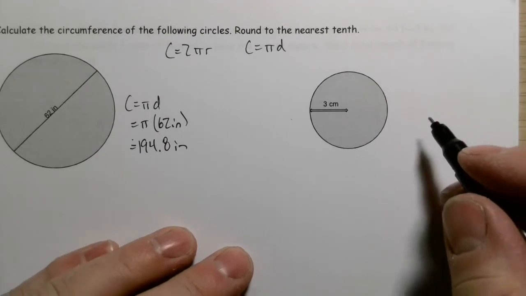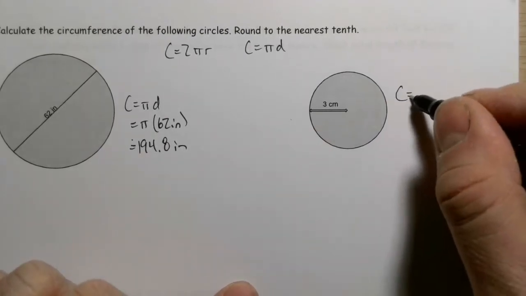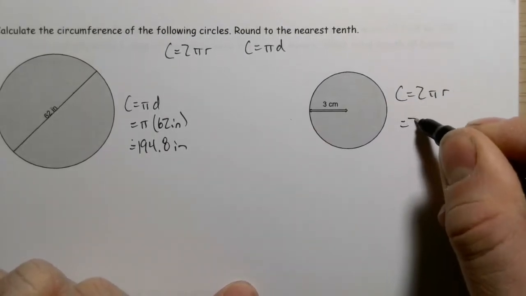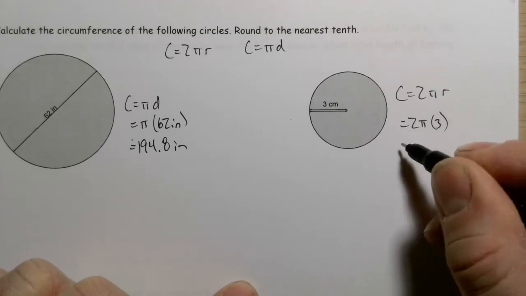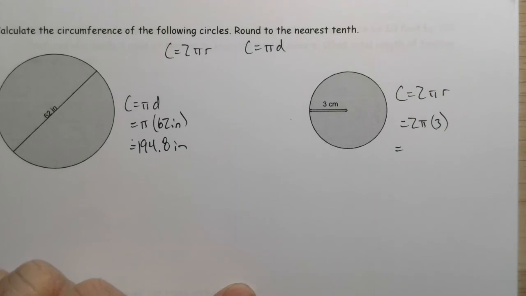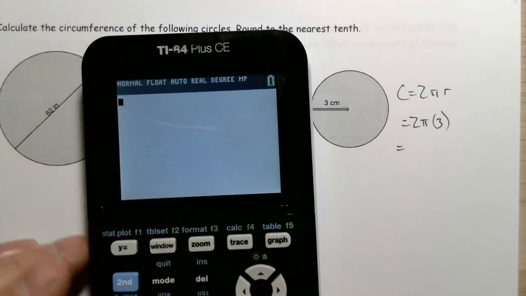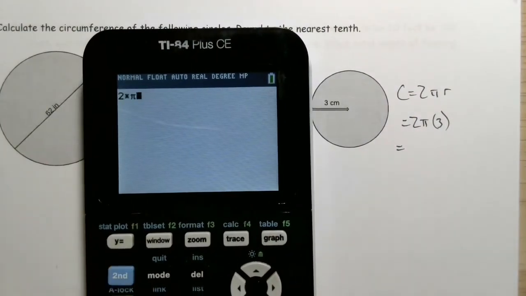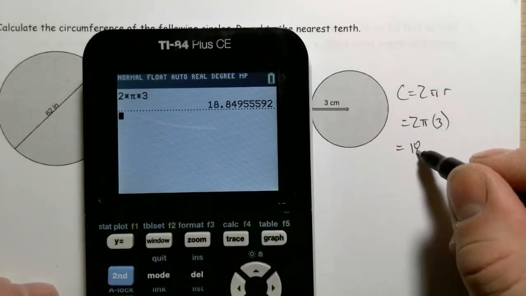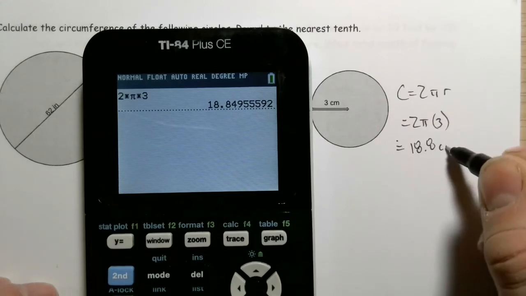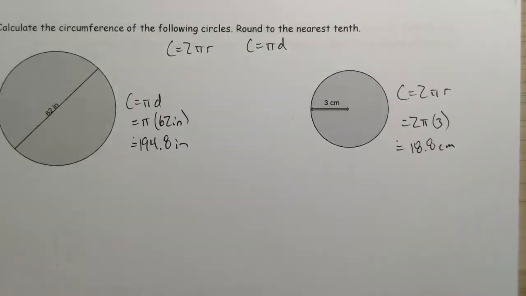Here, I've got the radius, so I'm going to use my circumference as 2 pi r, 2 times pi, and my radius here is 3. And again, on my calculator, 2 times, and I'm going to use the pi, times 3, and to the nearest tenth, that will round to 18.8 approximately centimeters. There we go.